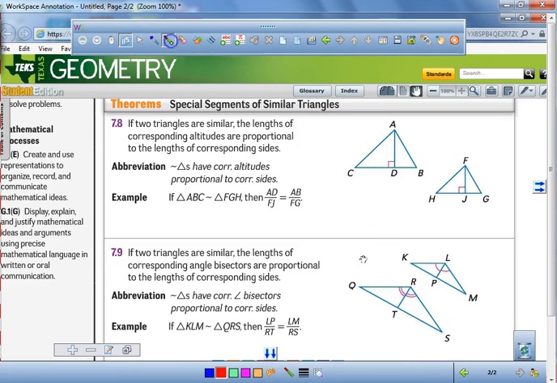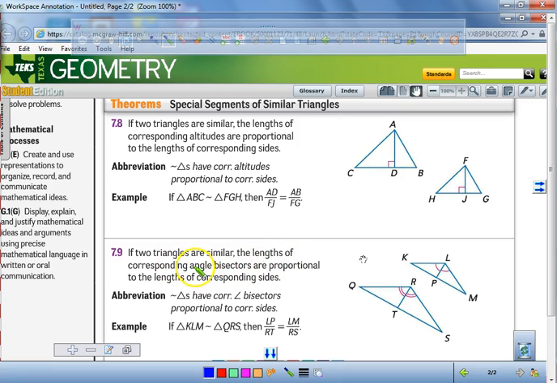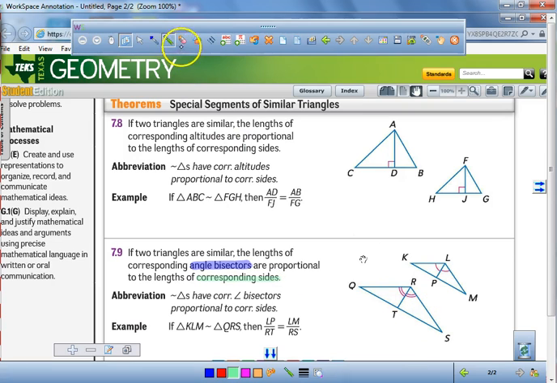This one's a little bit different. It says if two triangles are similar, then the lengths of the corresponding angle bisectors. What is an angle bisector? It's a segment that takes an angle and cuts it perfectly in half. Then you can compare that angle bisector to the corresponding side. Now, these are not altitudes, everybody, but this right here, L to P, is an angle bisector, and R to T is also an angle bisector.